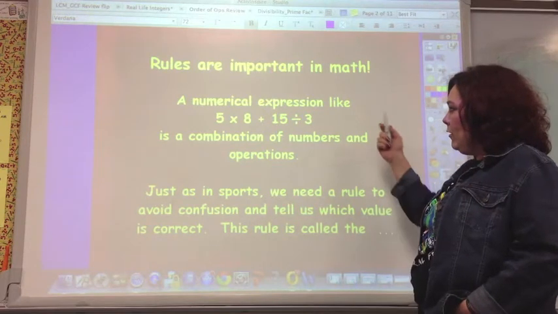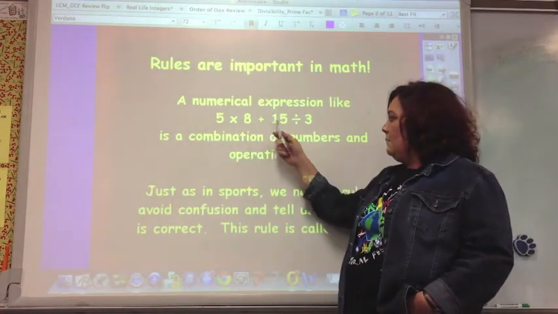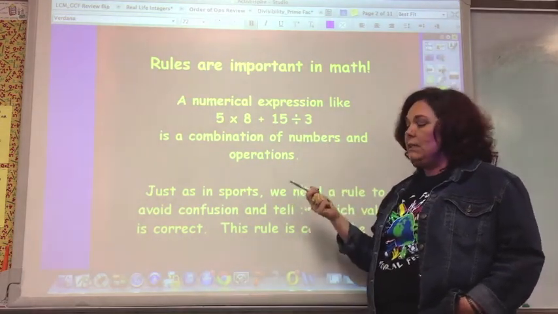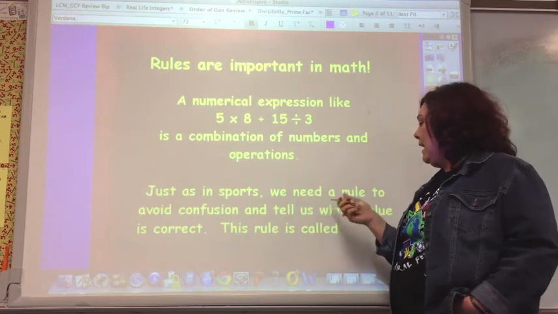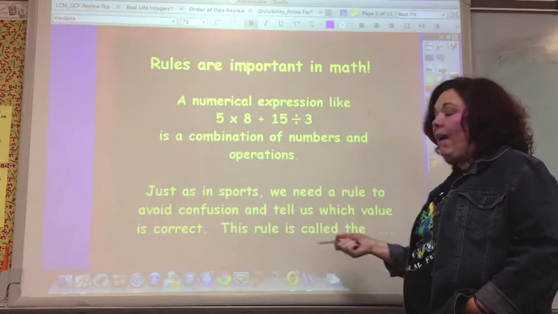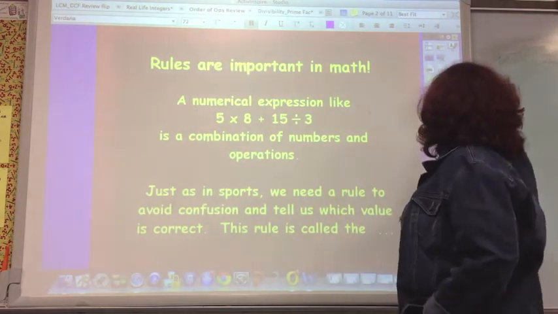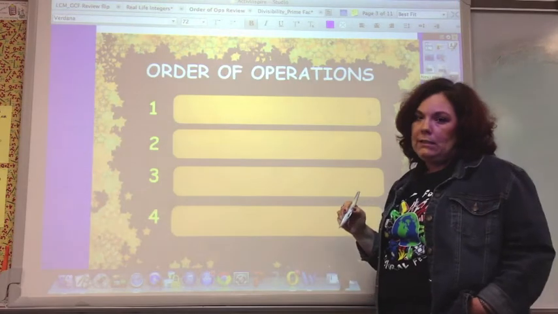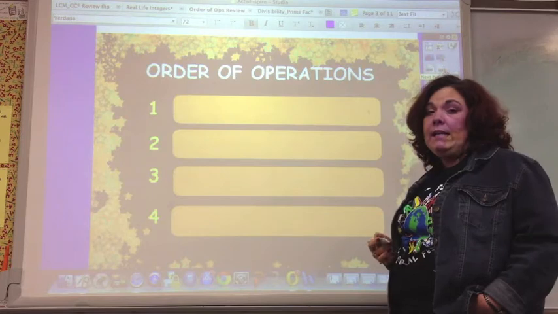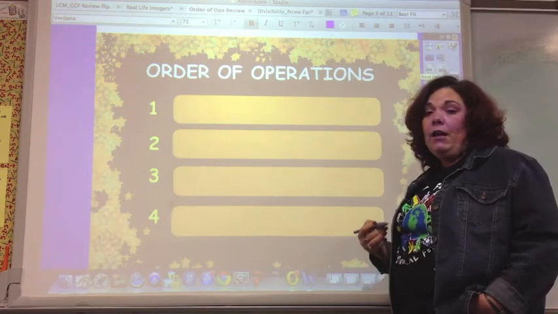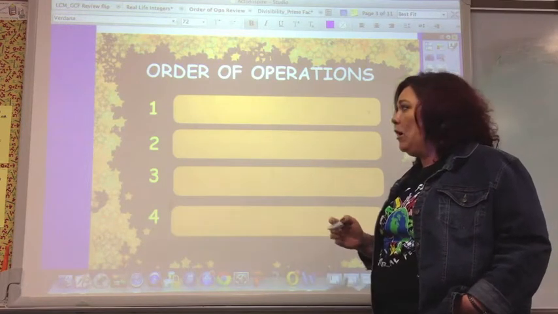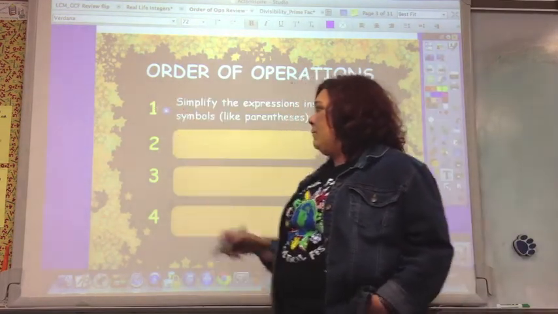And whenever we have numerical expressions like 5 times 8 plus 15 divided by 3, there's a combination of numbers and operations. And just like in sports, we need a rule to avoid confusion and to tell us which value is correct. This rule is called the order of operations. Tomorrow in class, you're going to be filling in this sheet, looking at steps and mistakes that are being made, and solving problems. But first you need to know what the order of operations is.